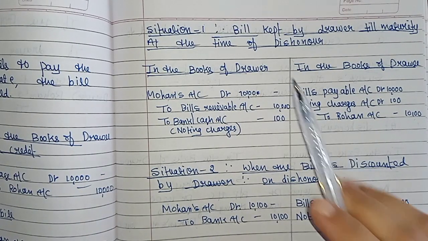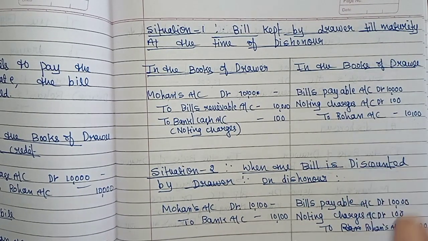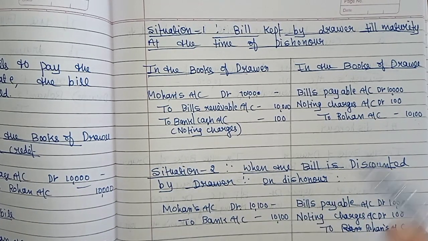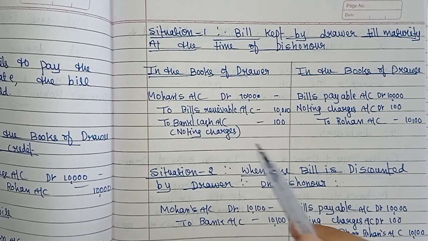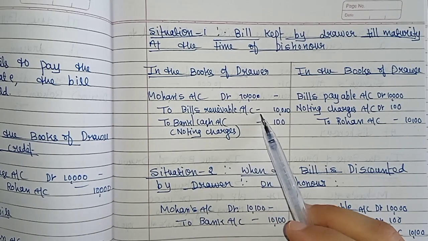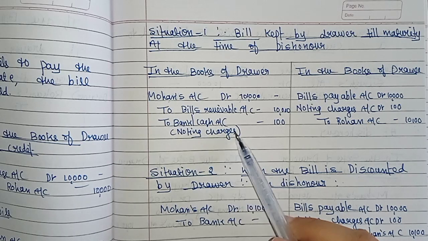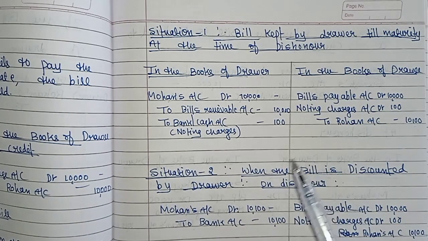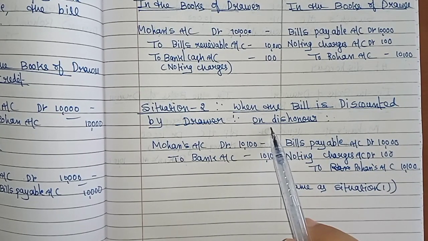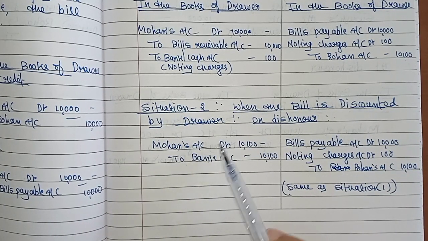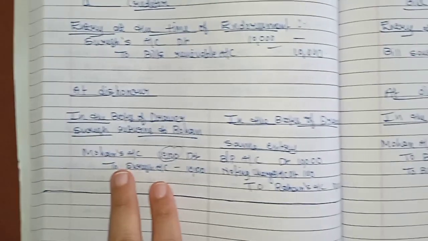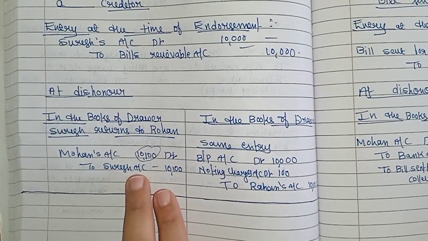So our first case is bill kept by the drawer till maturity. So here debit Mohan's account, because he has to repay everything and he again becomes the debtor. And cancel bills receivable account, so credit it. And noting charges are paid by the drawer, and later he will recover them from the drawee. And the second one is bill discounted by the drawer: Mohan's account, again debit, to bank account, because here the drawer becomes responsible to the bank. And in the case of endorsement, debit drawee's account and credit endorsee's account.